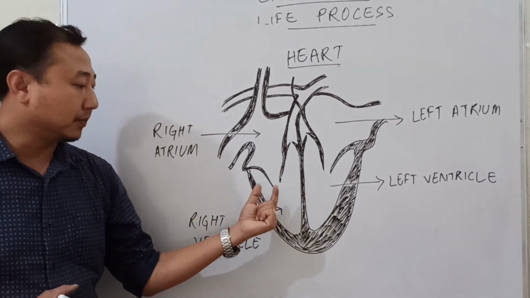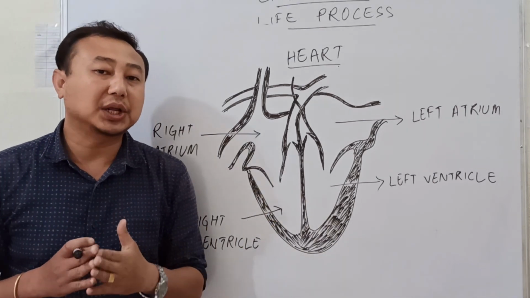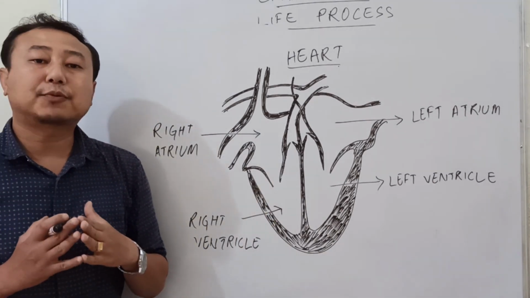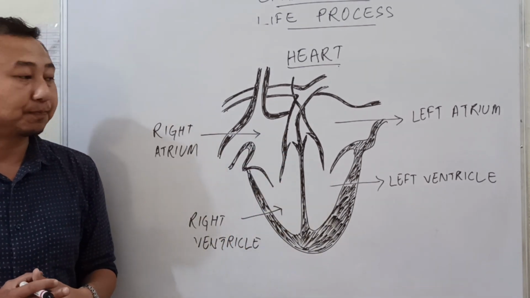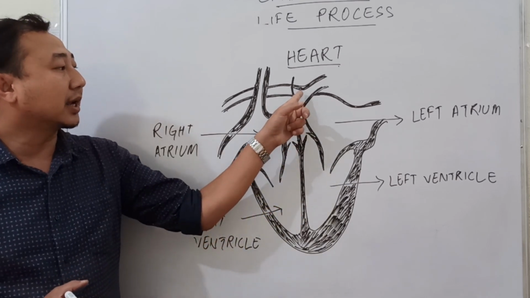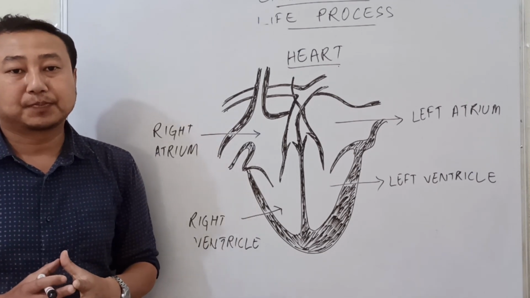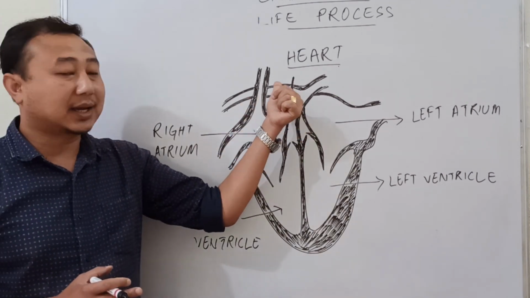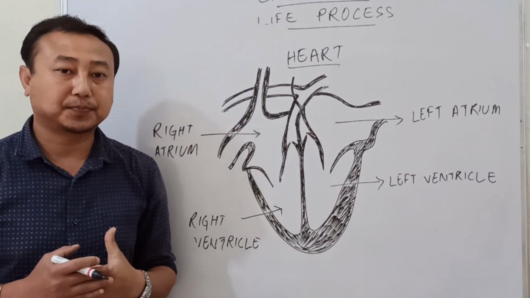Between these two chambers, there is a valve. This valve opens only in one direction and prevents the flow back of the blood from the ventricle to the atrium. From this right ventricle, the blood will be taken to the lungs with the help of the pulmonary artery. This pulmonary artery takes the deoxygenated blood to the lungs to oxygenate it.